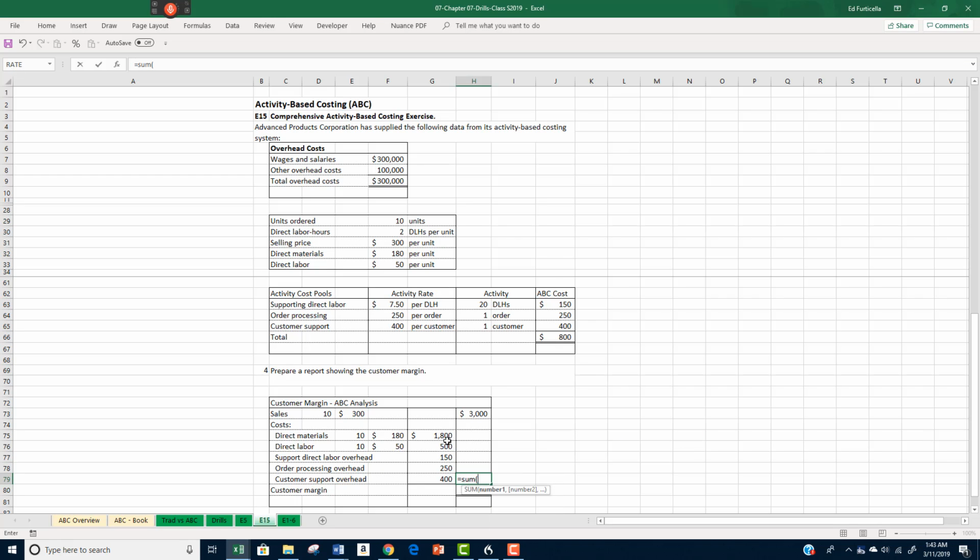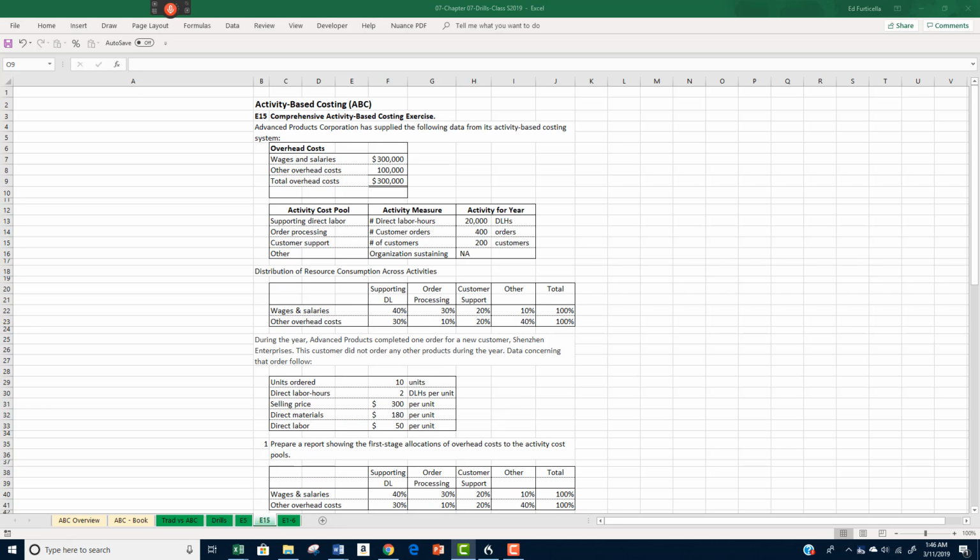Let's add the cost column up. We're going to add the 1,800 plus the 500 plus the 150, 250, and 400 and get a total of 3,100. Our total costs are 3,100. Our revenue from sales, 3,000. We have a customer margin, which is a negative of $100. This isn't a smart move. We need to reevaluate what we're doing with this customer.